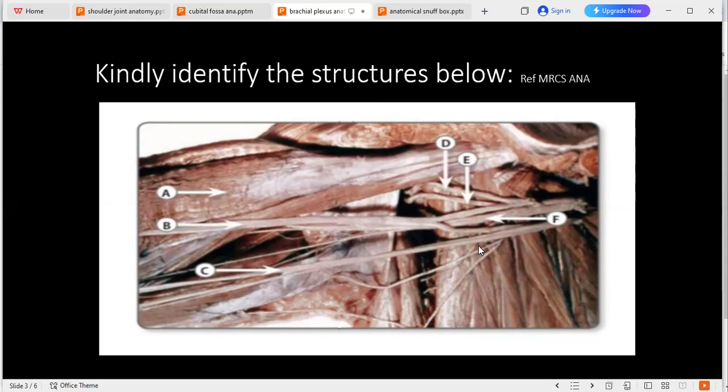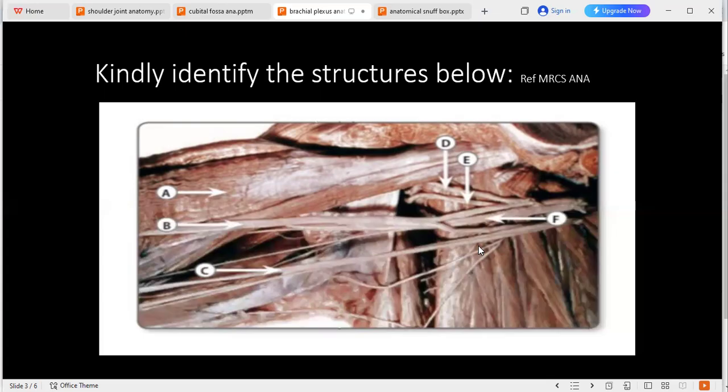Then trunks, over the first rib. And then divisions. Where exactly divisions are located, please? Behind the middle third of the clavicle.